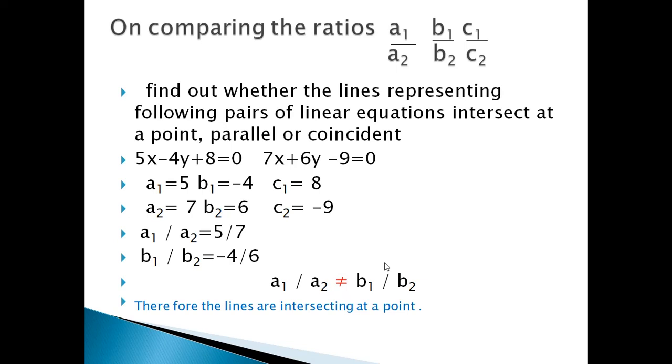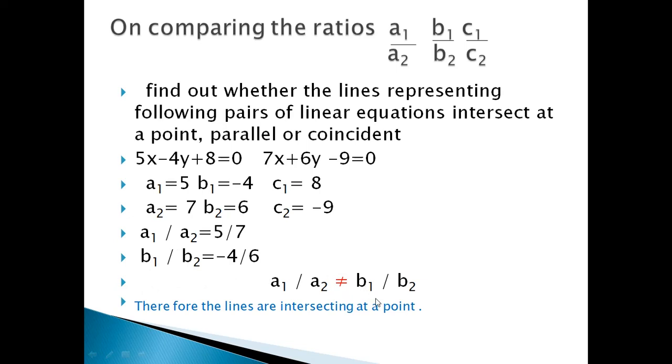Intersecting at a point. That means what? While solving this pair of linear equations, we are getting a solution. So first you identify a1, b1, c1 from the first equation and a2, b2, c2 from the second equation. The equation is always of the form a1x plus b1y plus c1 is equal to 0. There should be nothing on the right; if there is, you can shift it towards the left. Then you can compare a1 by a2, b1 by b2 and c1 by c2.